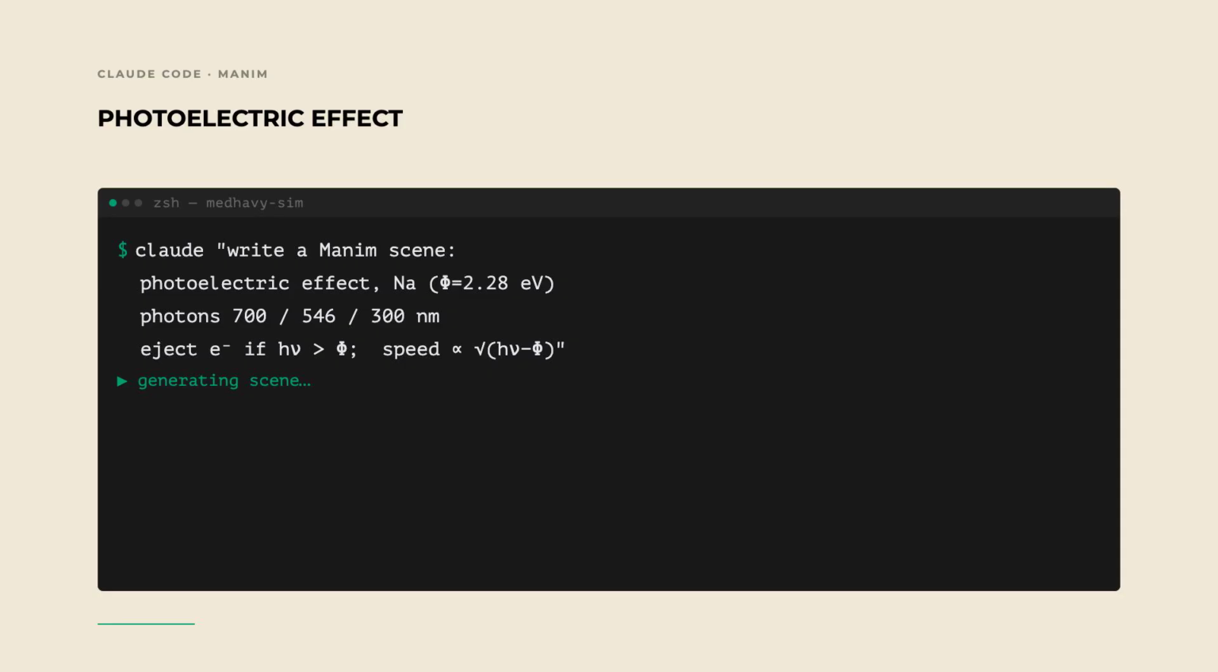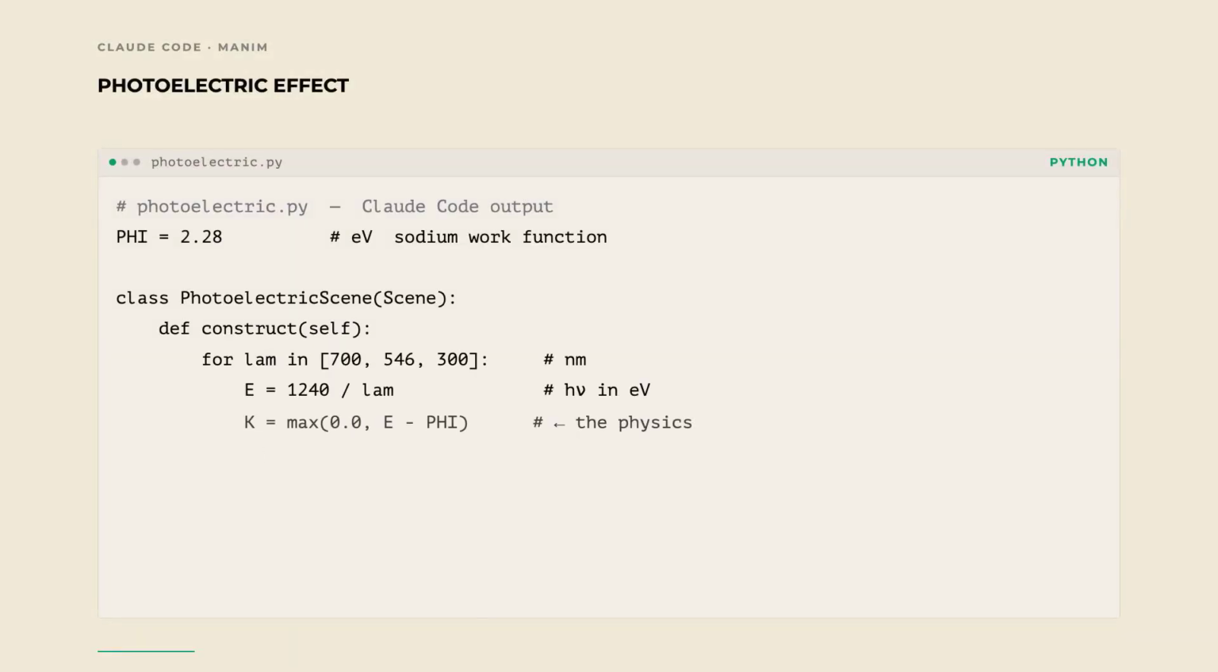3 things every prompt must pin down: the rule, the numbers, what to render. The CLI writes the file. Before you run it, read it.